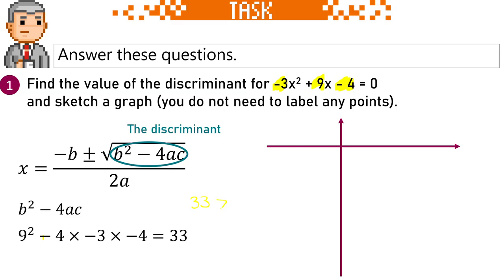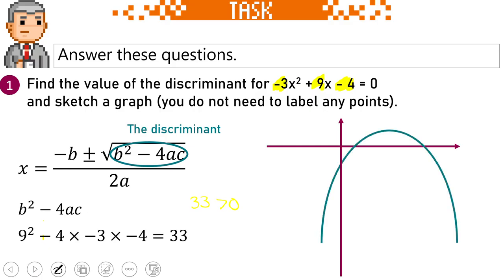33 is greater than 0. So what that means is I'm going to be having two solutions. If I wanted to work out what the solutions are, I can easily do that. First thing I'm going to do is look at my intercept of negative 4. The second part, I'm just going to finish using the quadratic formula.